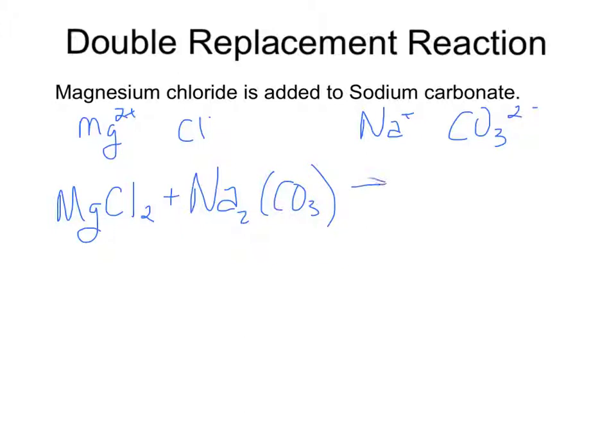Now in a double replacement reaction, what's going to happen here is that they're going to swap. We can never put any of our positive metals, which is our magnesium here and our sodium here, together. So the magnesium here is going to swap and attach to the carbonate, and the sodium is going to swap and attach itself to the chlorine.